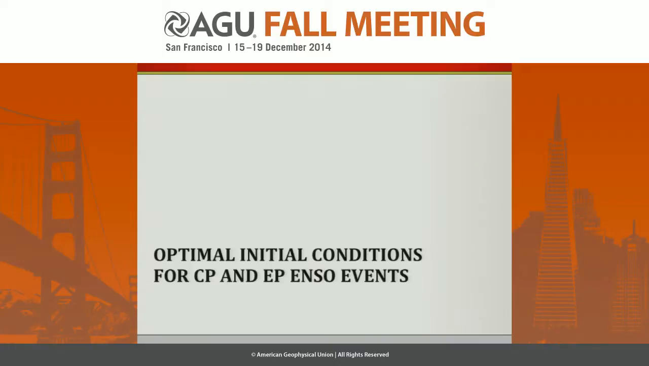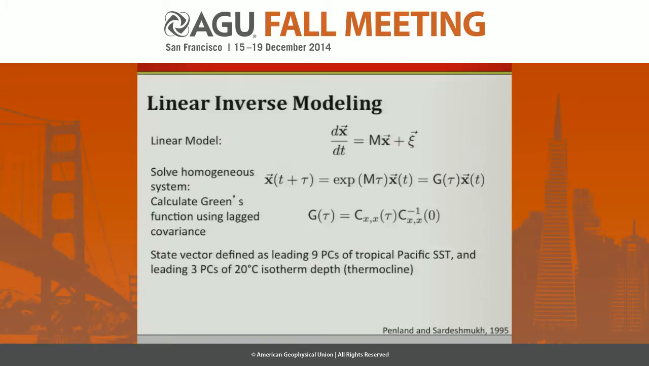So what I'm going to do is take a look at optimal initial conditions that generate Central and East Pacific ENSO events, and we're going to sort of brute force look at these things by imposing a particular norm. So I'm going to use linear inverse modeling. This was described in a lot of talks so far. It assumes a linear approximation to the full system. We can solve the homogeneous equation to obtain a Green's function, and that Green's function can be estimated using the lag covariance statistics of the system.